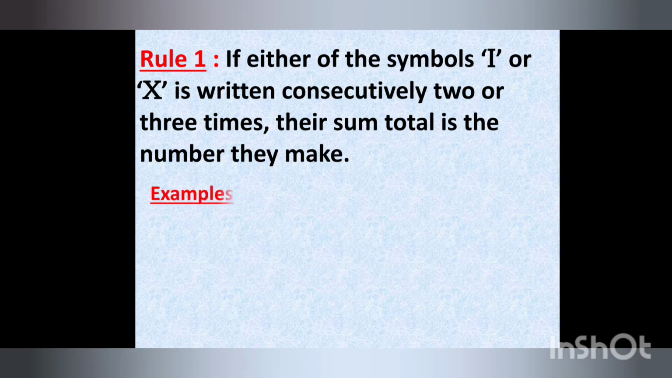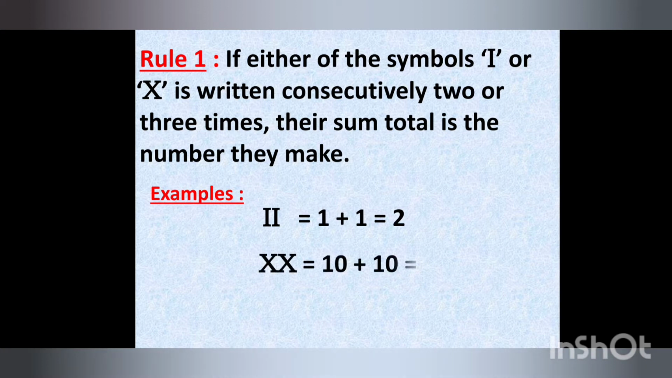Examples: I is 1 and it is written continuously, so 1 plus 1 is equal to 2. X is 10, so 10 plus 10 is equal to 20. III: 1 plus 1 plus 1 is equal to 3.